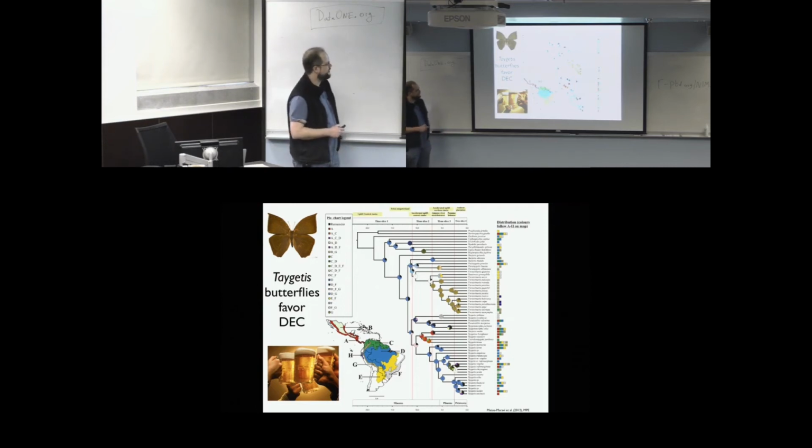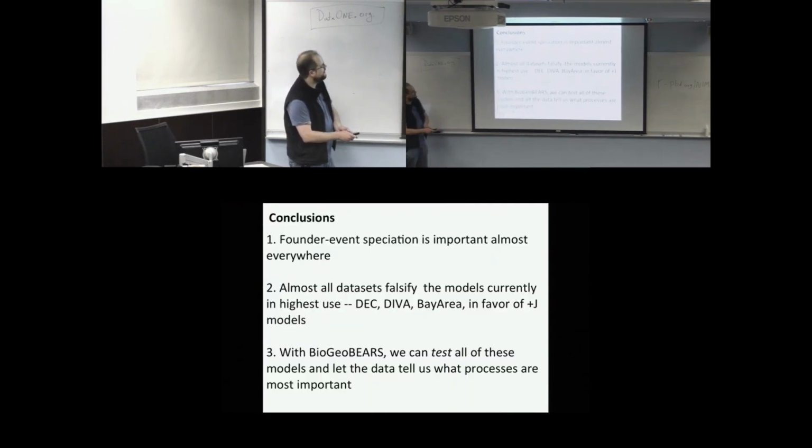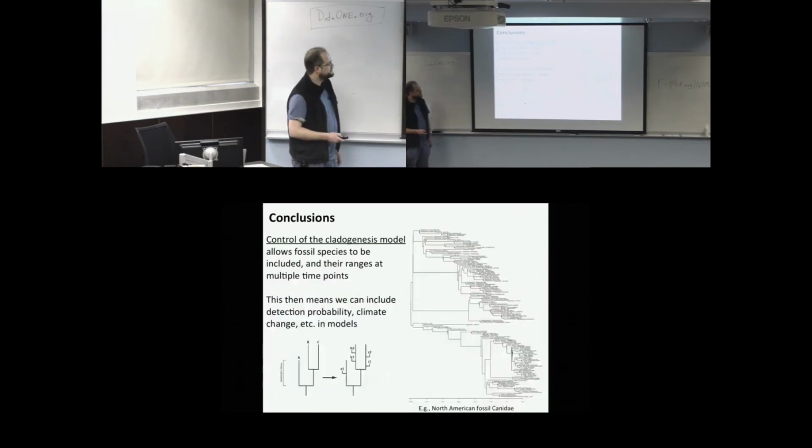So these are Tagetes butterflies. I have the beer here because I had a beer challenge. If anybody found a clade that supported the traditional model over my model, I'd buy them a beer. But I found this case myself, so I bought myself a beer. All right, so founder event speciation is important almost everywhere, not completely everywhere. Many data sets falsify the current models that are currently in high use. I've tested some other models, but we don't have time for that. And with biogeography, we can test all these models.